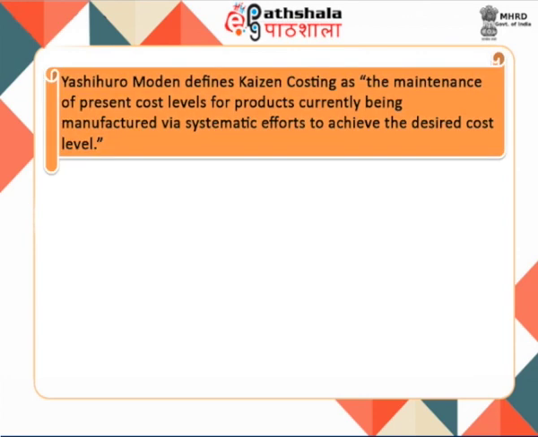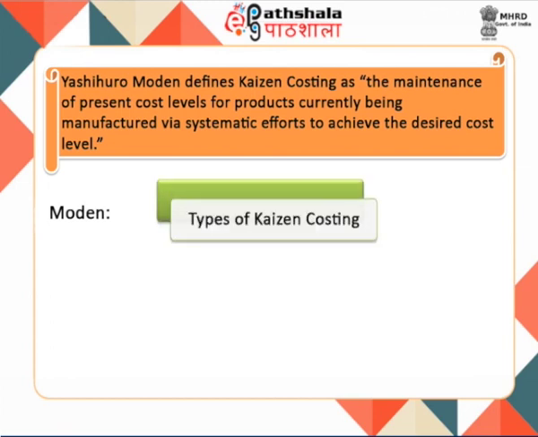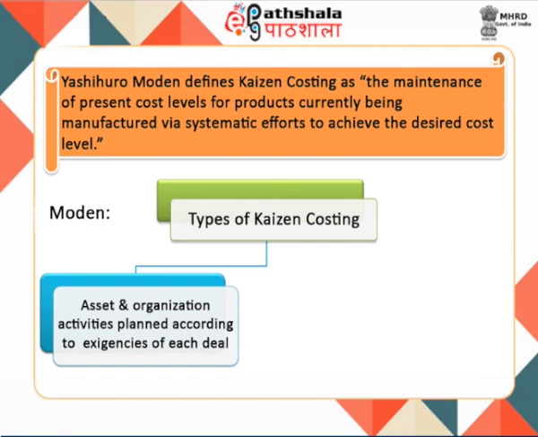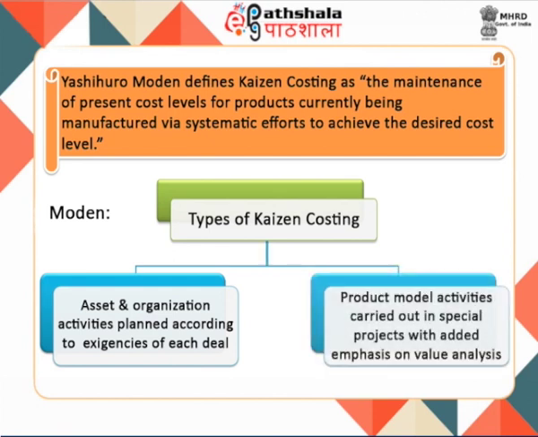Yoshihiro Monden defines Kaizen costing as the maintenance of present cost levels for products currently being manufactured via systematic efforts to achieve the desired cost level. Monden has described two types of Kaizen costing: asset and organization specific Kaizen costing activities planned according to the exigencies of each deal; product model specific costing activities carried out in special projects with added emphasis on value analysis.